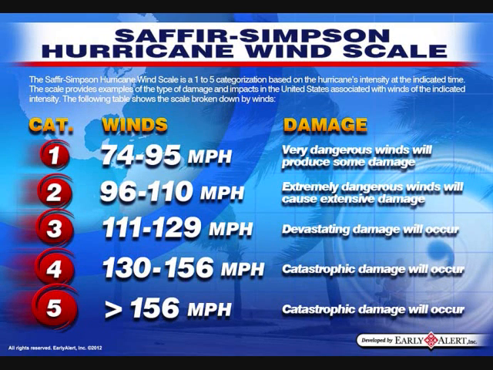A Category 1 hurricane is considered the weakest, with wind speeds ranging from 74 to 95 miles per hour. The largest hurricane, a Category 5, can have wind speeds ranging from 156 miles per hour to over 250 or more miles per hour. Hurricane Irene, that hit the Northeast last year, was a Category 2 storm.